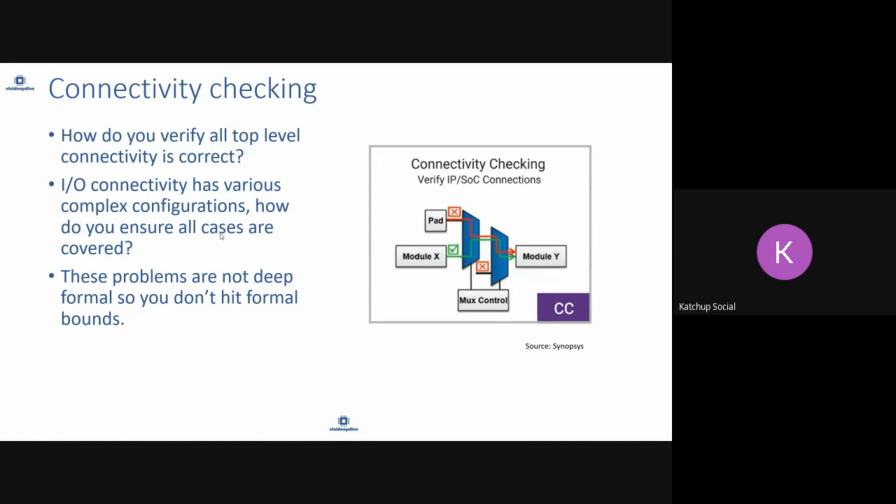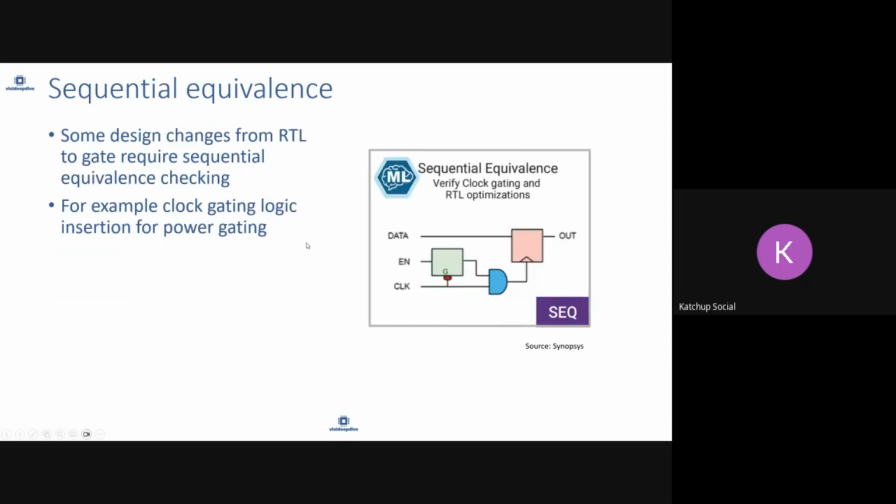Also, this does not require deep formal sequential verification. You can do maybe only limited formal verification, so you'll always come back with a result. The chances of getting unbounded or inconclusive results are lesser. So connectivity applications were developed, and they are now available in a lot of tools and vendors.